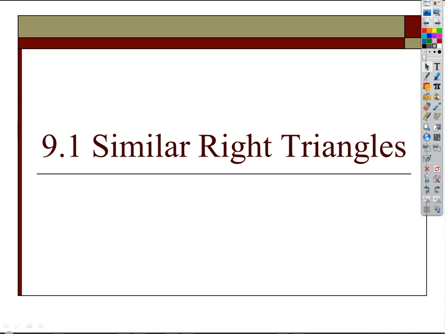Chapter 9 has to do with some properties of right triangles. 9.1 has to do with some interesting relationships that exist between similar right triangles. So let's take a quick look at this.